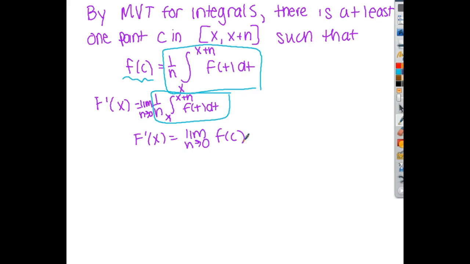Where c lives in this closed region. What's the beginning of the closed region? It's an x, right? Wouldn't it be fair to say then that since c lives in x to x plus h, that if we plugged x in here, f prime of x would have to equal f of x? Because we know that f of c lives in x to x plus h.